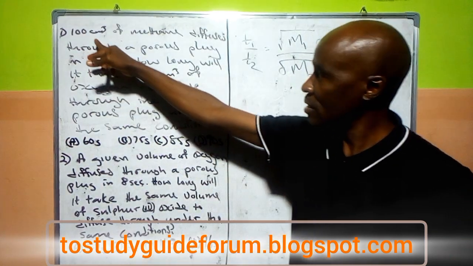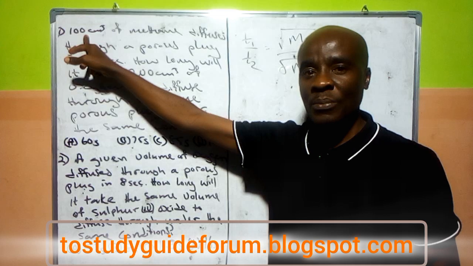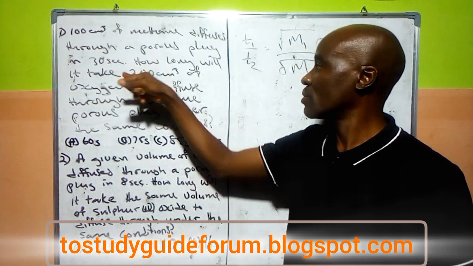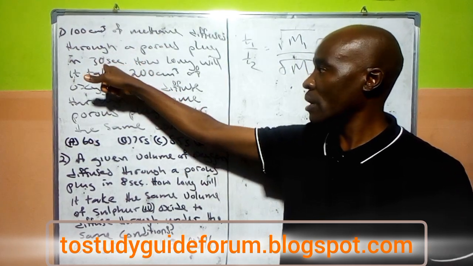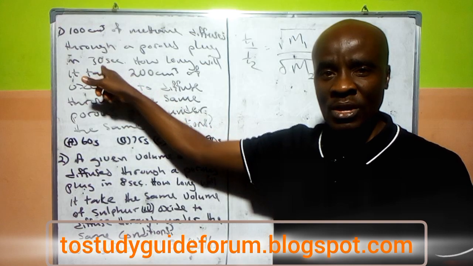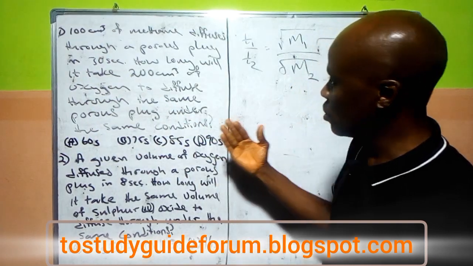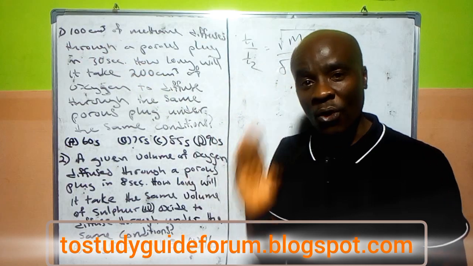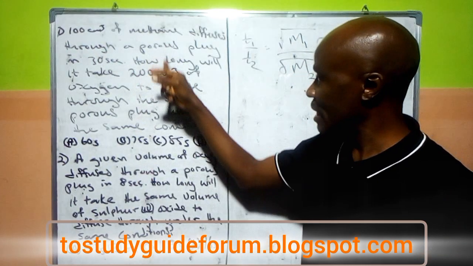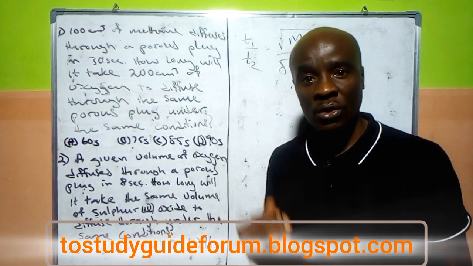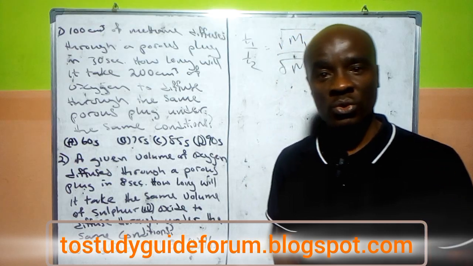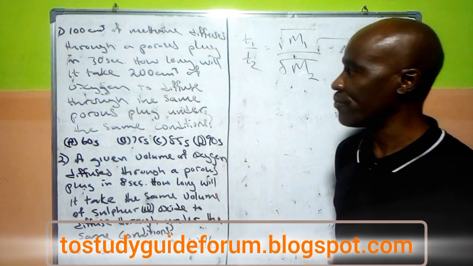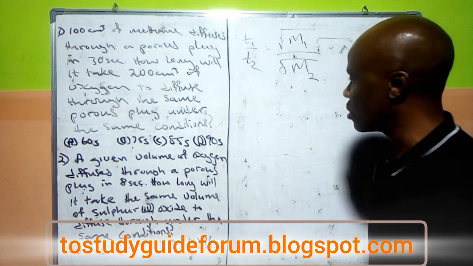But what we have here is the time it took 100 cm cube of methane to pass through the porous plug, which is 30 seconds. Before we can do this calculation, we need to find how long it will take the same volume of oxygen and methane to pass through the same porous plug. That is one thing you should also note here. How will we do that? Let's see how we're going to get this done.